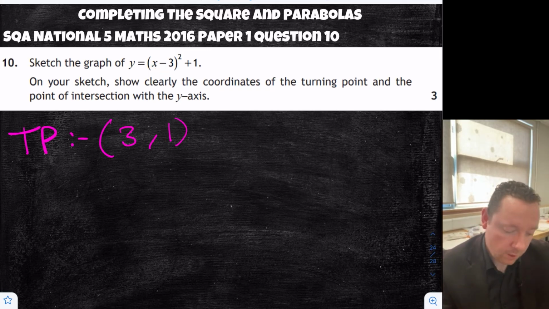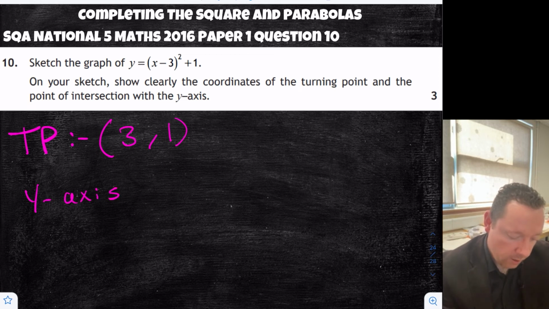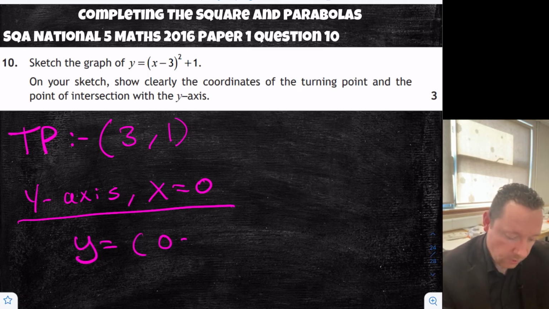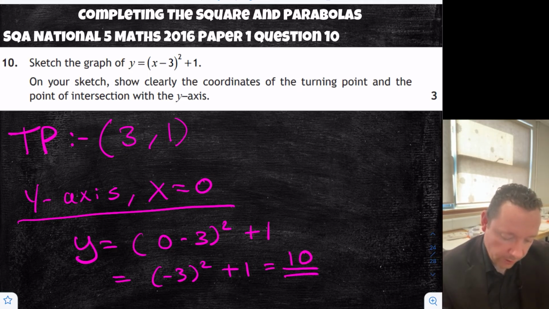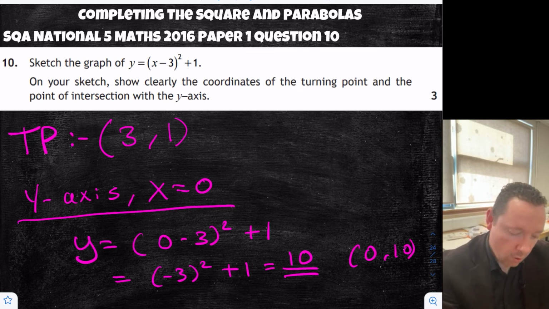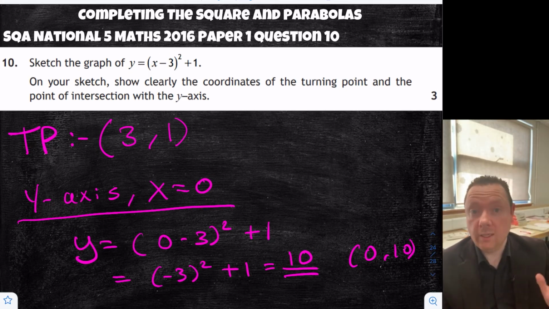Okay, where it cuts the y-axis. Cuts the y-axis when the other letter x equals 0. So just subbing that in, we get y equals (0 minus 3) squared plus 1. That's minus 3 squared plus 1. 9 plus 1 is 10. So the point is (0, 10). Or you can remember that you just do that squared plus that, always when it's in completed square form, to get where it cuts the y-axis.